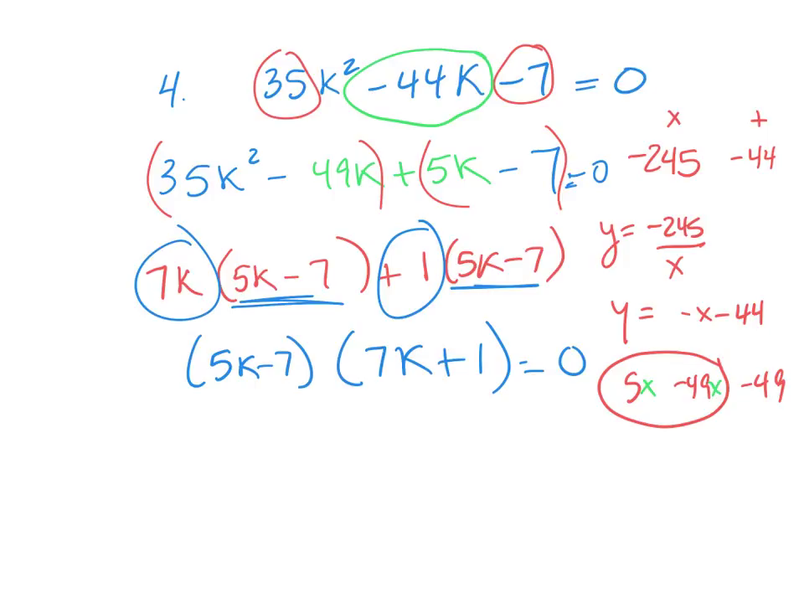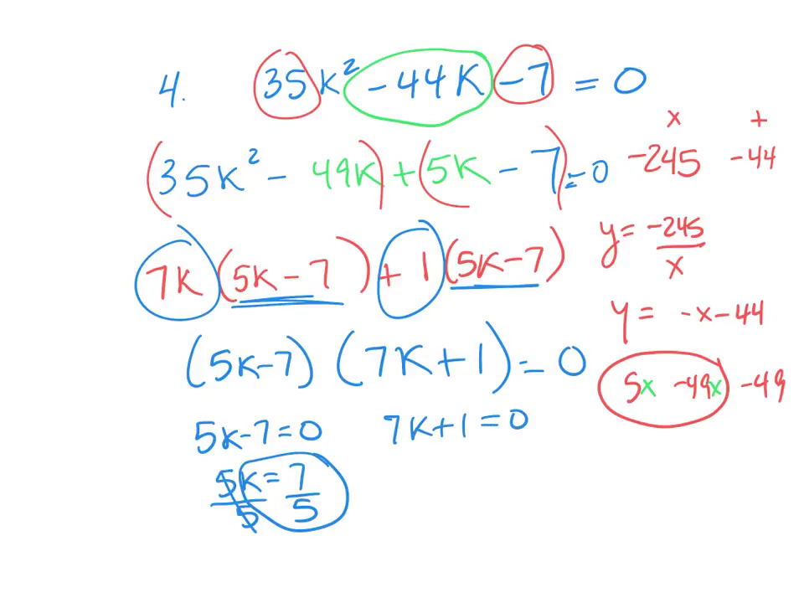So now you're ready to make each one equal to 0. Whenever you have a leading coefficient, your answers are going to have fractions in them. One or both could be fractions. In this case, both are fractions. I picked this one to do because it's a little bit harder. So we'll make 5k minus 7 equal to 0. 5k equals 7. Divide by 5. So k equals 7/5. And here I have 7k plus 1 equals 0. 7k equals -1. k equals -1/7. So those are your two solutions.